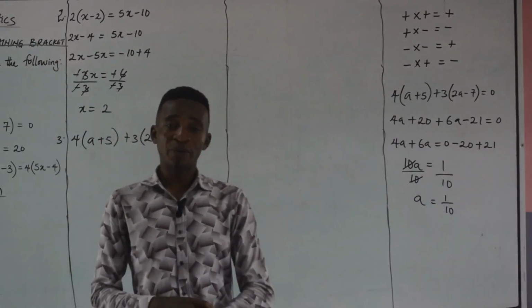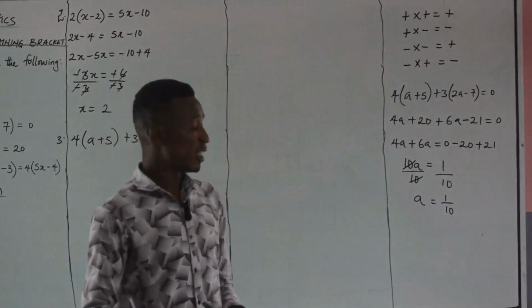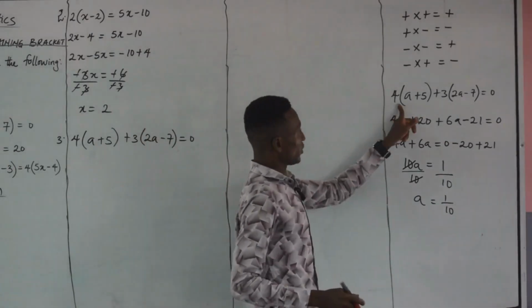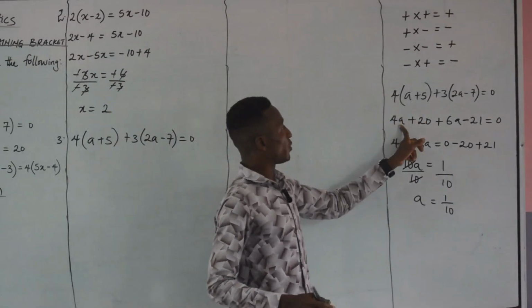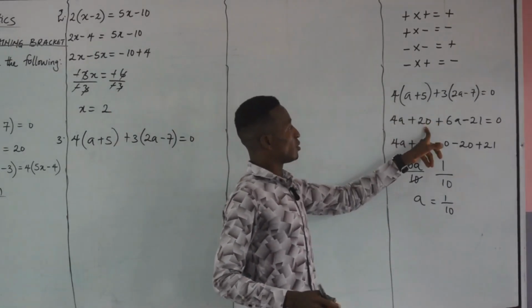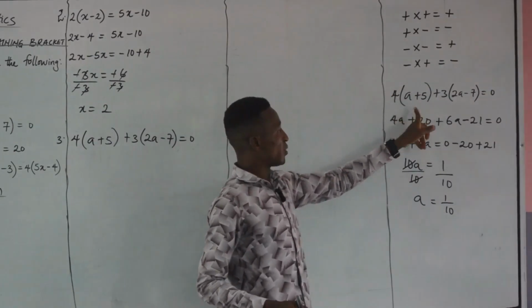So before writing it in my notes, let me still summarize. As usual, in between the 4 and brackets, you have multiplication. 4 times a gives you 4a. 4 times 5 gives you 20. Invisible plus there multiplied by plus gives you plus.